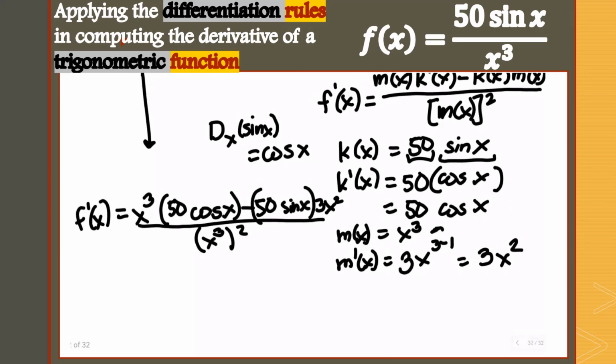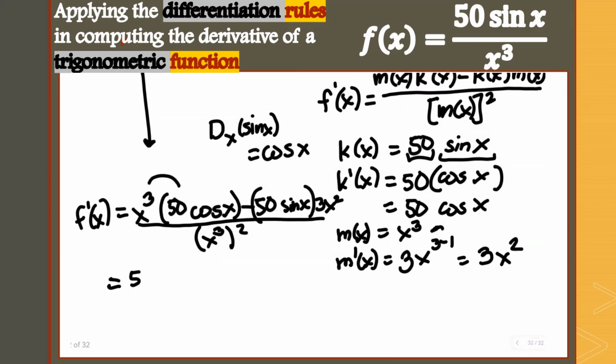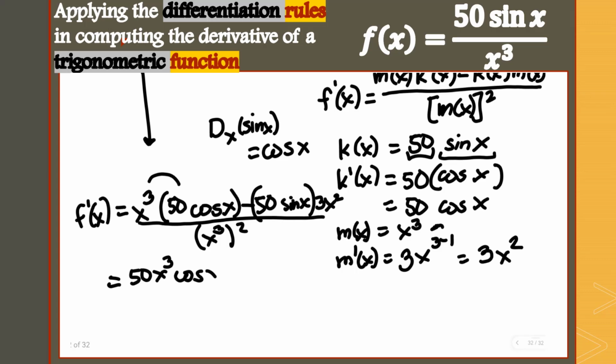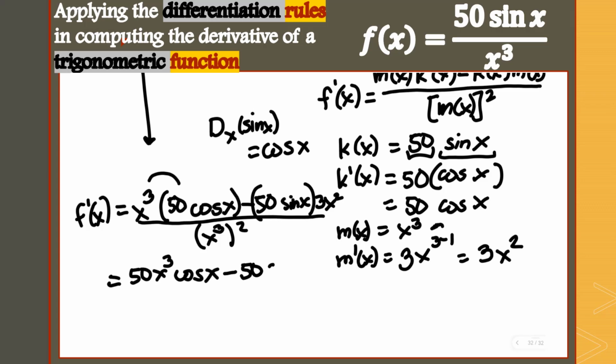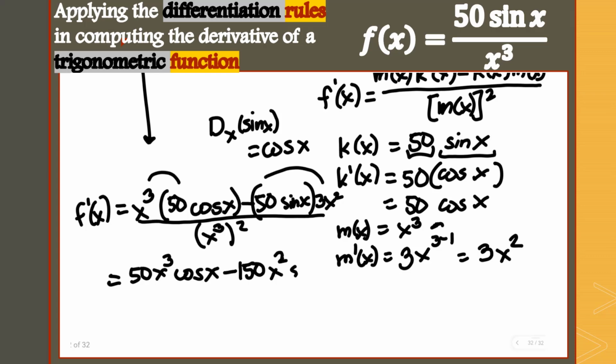Okay, I will still move here. I don't have much space. Simply rearrange them: 50 x cubed cosine of x minus 50. Sorry, that's not 50 because I have 3. So 3 times 50, that's 150 x squared sine x all over x to the power of 6. Supposedly, this is already okay.